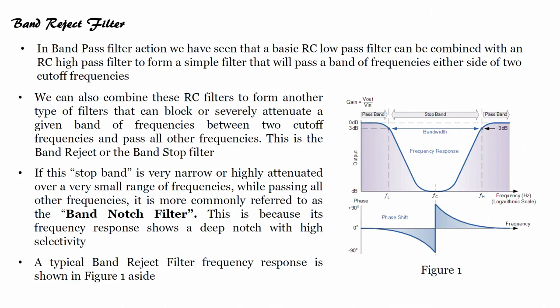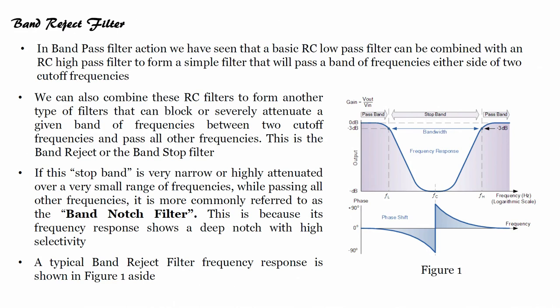The band reject filter has an RC low pass filter combined with an RC high pass filter. We can combine these RC filters to form another type of filter that can block or severely attenuate a given band of frequencies between two cutoff frequencies and pass all the other frequencies. By tweaking the values of R and C, we can allow a certain band of frequencies to pass, or even block a single frequency. So it can attenuate only a single frequency or a band of frequencies.